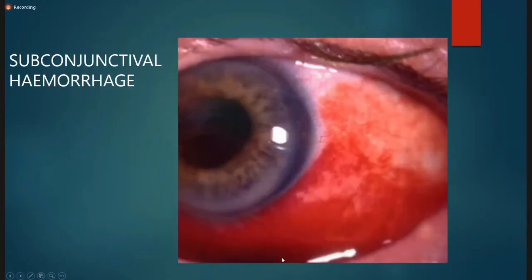You can see this is a figure showing due to rupture of vessel, the blood goes down the conjunctiva. This is subconjunctival hemorrhage. It may be due to hypertension. The main cause is hypertension, which can lead to any rupture of blood vessel, or it may be due to some viral hemorrhages, viral infections.